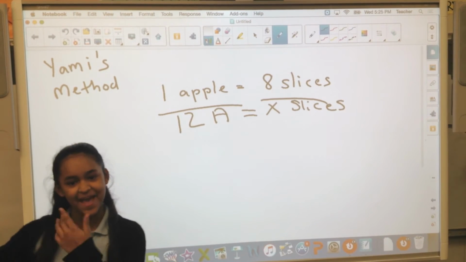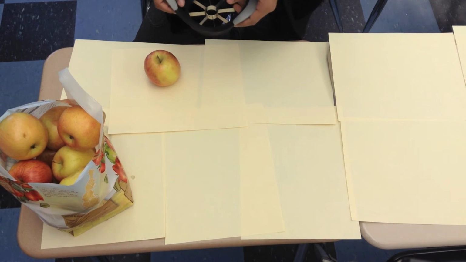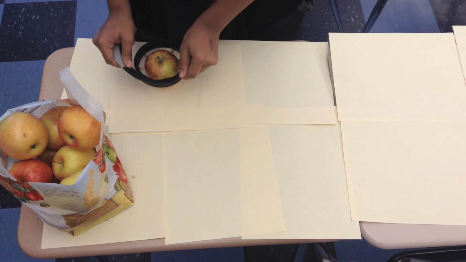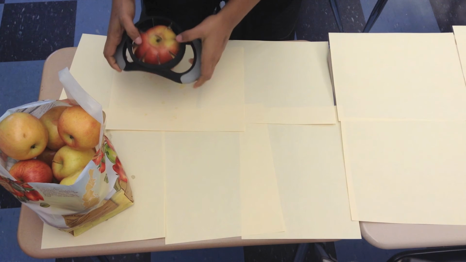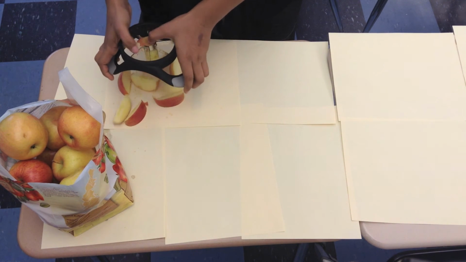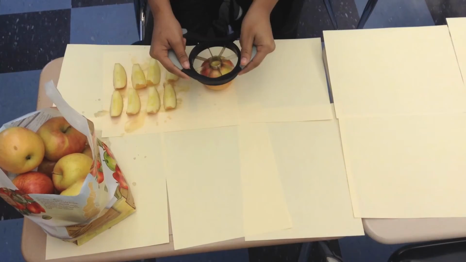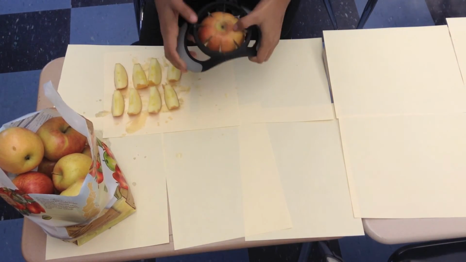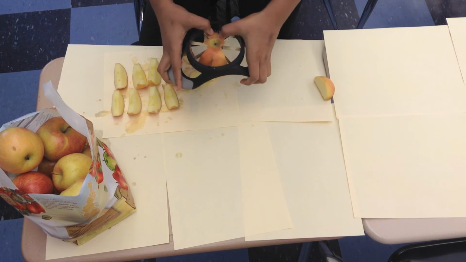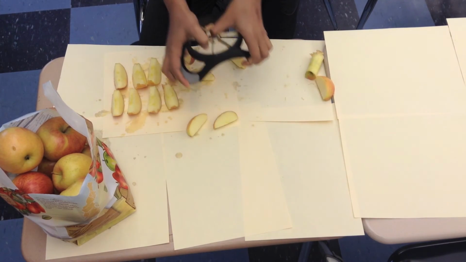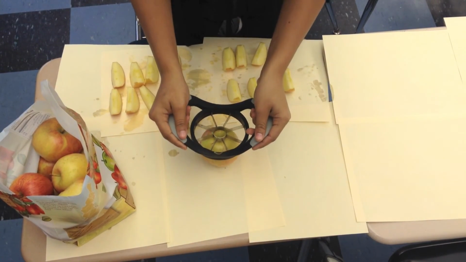Let's actually cut the apples. In order to divide them evenly, I'm going to use a corer. 1 apple equals 8 slices. There we go. 2 apples will be 16 slices. It fell out. 3 apples equals 24 slices.